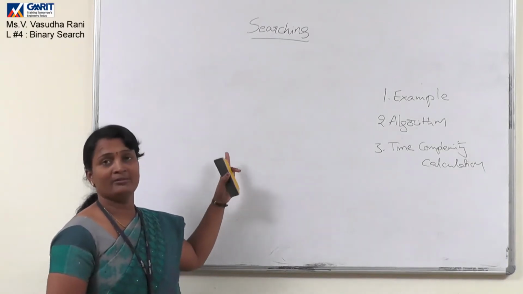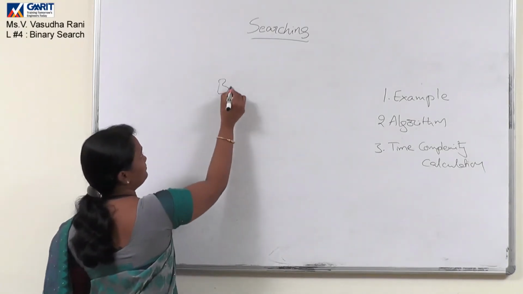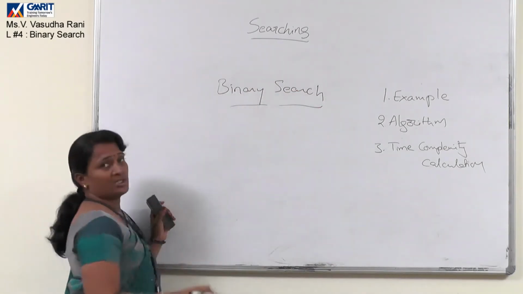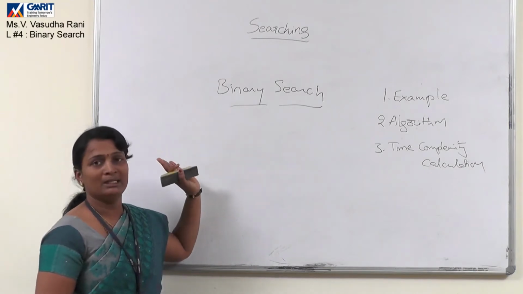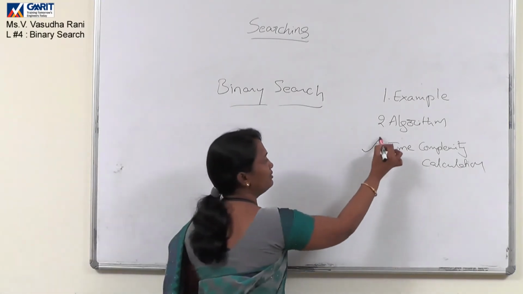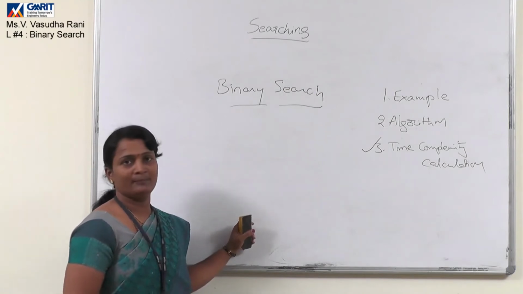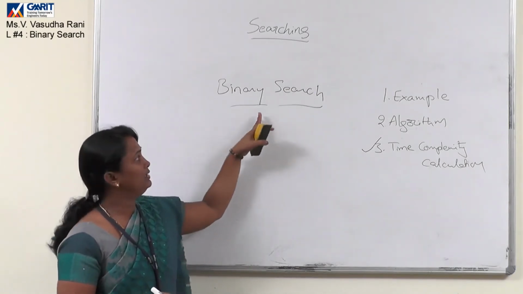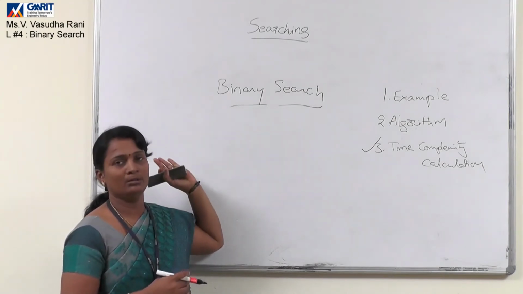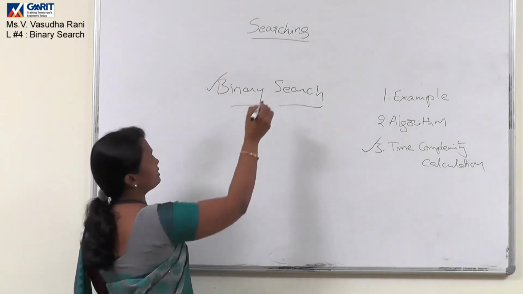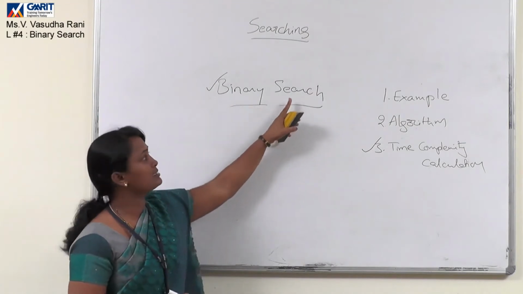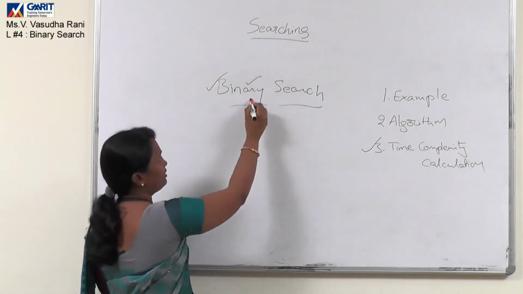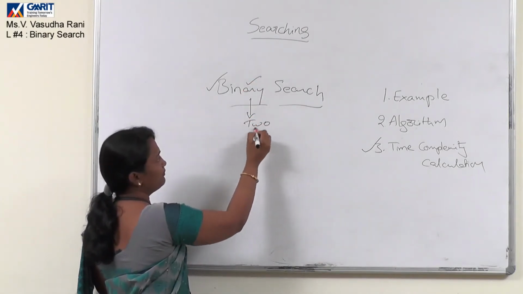Another algorithm we have for searching is binary search, which is a more efficient algorithm compared to linear search, which we are going to prove in the third part, time complexity calculation. First of all, we have to see the difference in method between binary search and linear search. By the name, this searching method is saying that it is binary. Why it is named binary means we know that it is 2.